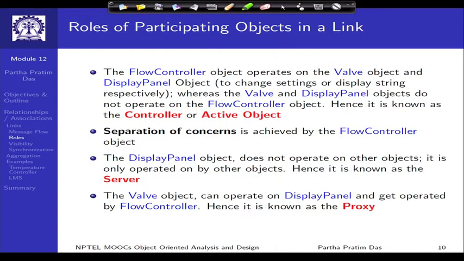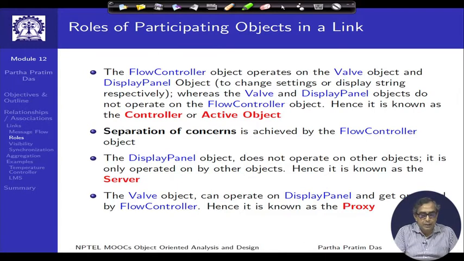Now, we also characterized how the messages can flow, how we depict that in terms of connecting the objects through links. Now, from this linked diagram of message flow, we can talk about what is the role that these participating objects play in terms of a link.